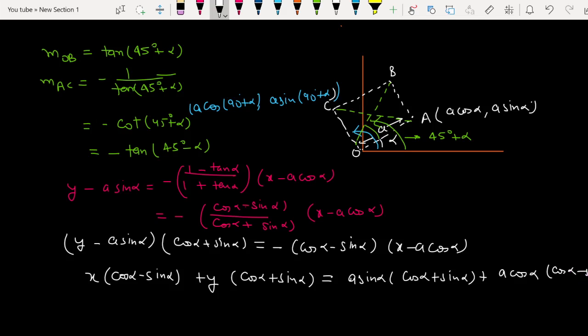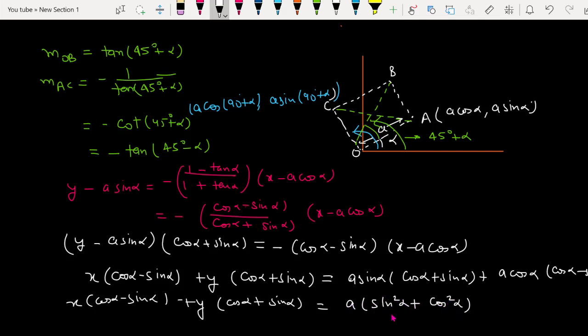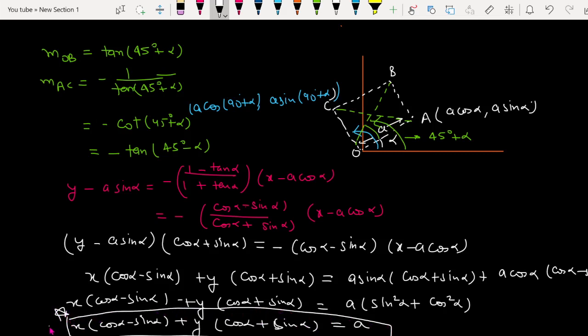So we are getting x times (cos alpha minus sin alpha) plus y times (cos alpha plus sin alpha) equal to A sin alpha cos alpha, and the A sin alpha cos alpha terms will cancel out. It will be A into (sin square alpha plus cos square alpha), which is A. So we got this equation, x times (cos alpha minus sin alpha) plus y times (cos alpha plus sin alpha) equal to a. And this is the equation we are getting, right? This would be the answer. I hope you got it. Thank you.